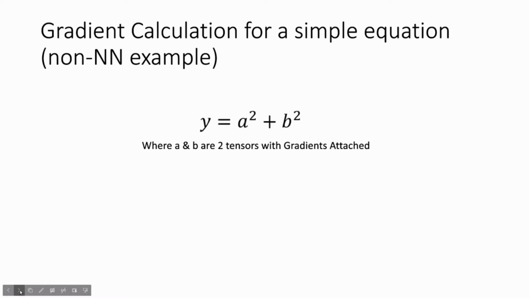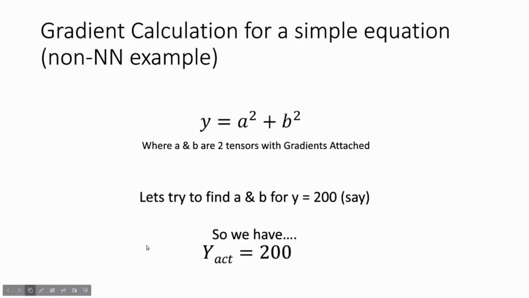So as we discussed, we will first take this equation, y is equal to a square plus b square. We will take a and b as two tensors which have gradients attached when we are computing the values for a and b. So we will just take a fixed value of y, let's say y actual equal to 200, and then we will try to estimate which values of a and b come closest to satisfying this equation for y equal to 200. So our y actual here will be 200, and this is the target we are planning to reach.